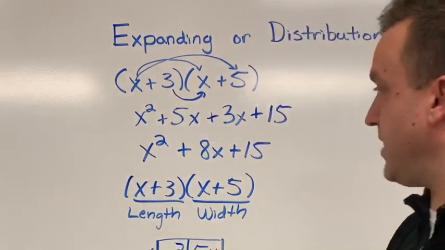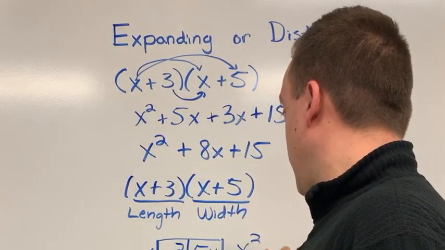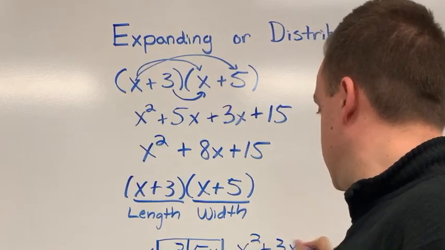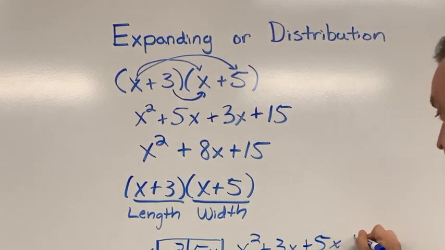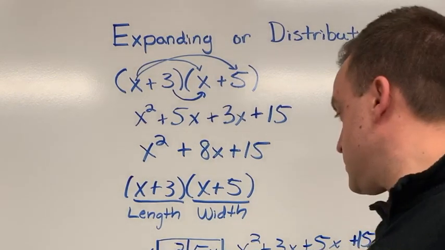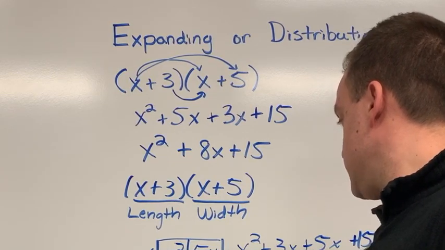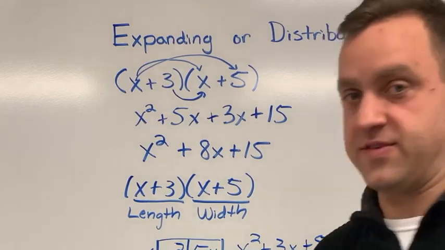And then again, noticing we get the same thing as we did up here. X squared plus 3x plus 5x, and then plus 15. And then collecting our like terms, you get x squared plus 8x plus 15.